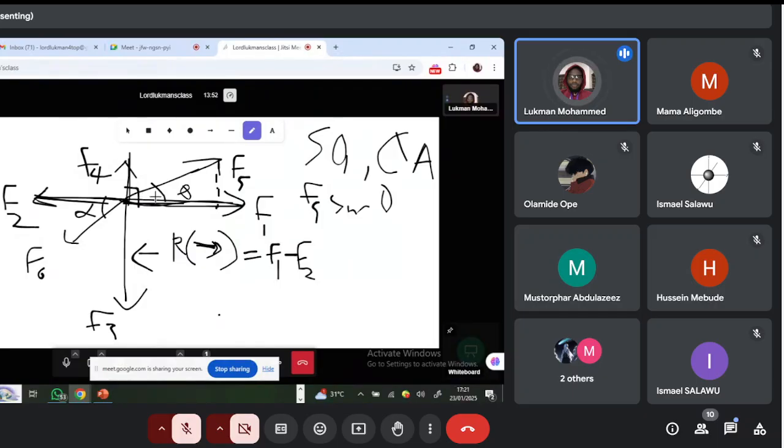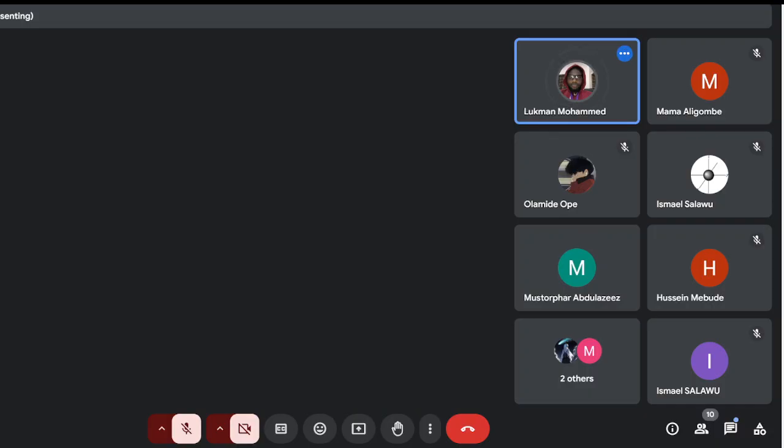Now, if I resolve it, where is the closest horizontal to this F5? This is the closest horizontal. If F5 had been along this other part, I would have resolved it to the other horizontal, and it would be negative because that direction is negative. Now I'm resolving it to this horizontal, which is positive, so I'm going to write plus.